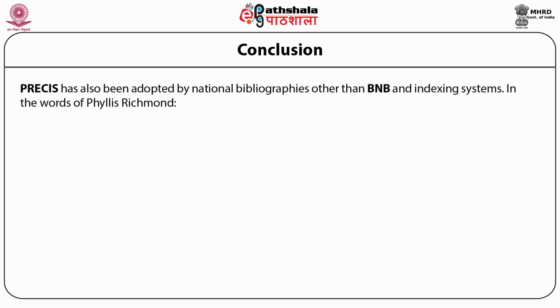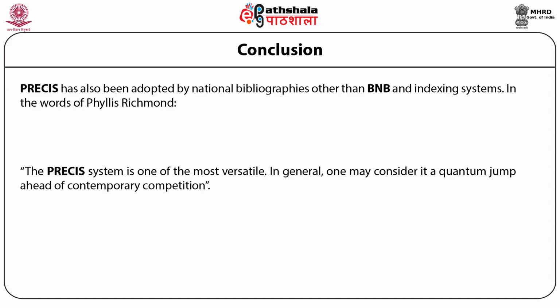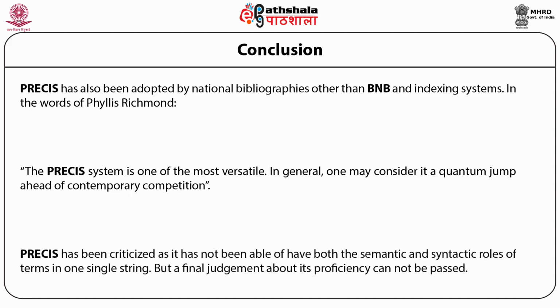Conclusion. PRECIS has also been adopted by national bibliographies other than British National Bibliography and indexing systems. In the words of Phyllis Richmond, the PRECIS system is one of the most versatile. In general, one may consider it a quantum jump ahead of contemporary competition. PRECIS has been criticized as it has not been able to have both the semantic and syntactic roles of terms in one single string. But a final judgment about its proficiency cannot be passed.